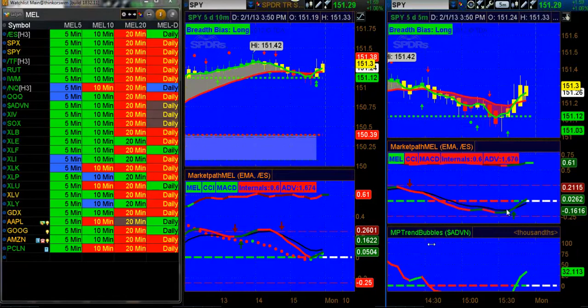The core of this system is our MEL system, and when it's green, traders want to be buying the market because institutions are buying it. This is all based off of what institutions are doing. If there's large block buying, or the tick is up, or the internals of the market are positive, this is going to turn green.